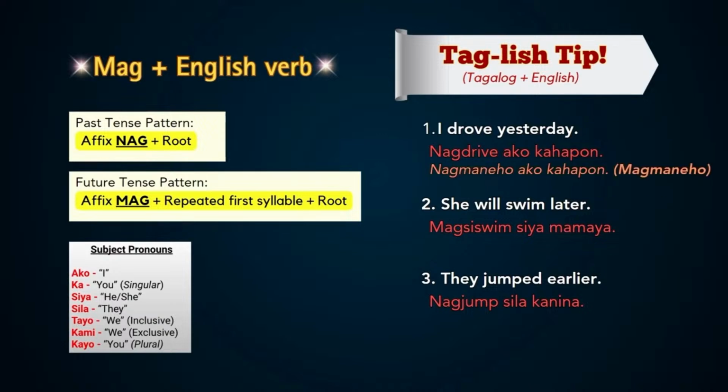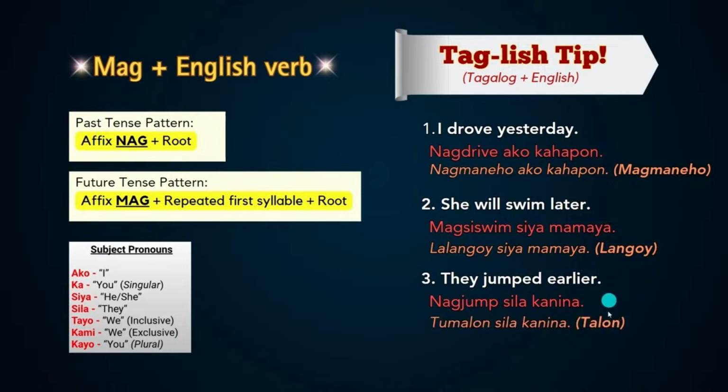For example, to drive in Tagalog is magmaneho. So this would actually be nagmaneho ako kahapon. I drove yesterday. Nagmaneho ako kahapon. To swim is langoy. So this would be lalangoy siya mamaya. Langoy is an verb. So lalangoy siya mamaya.